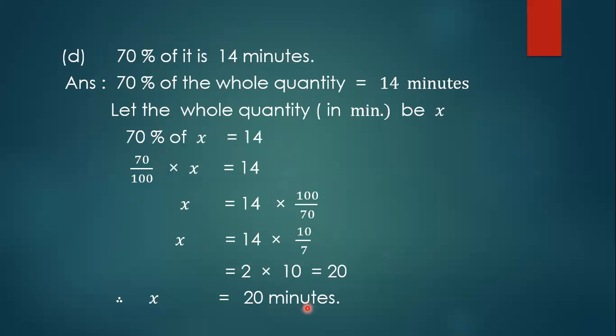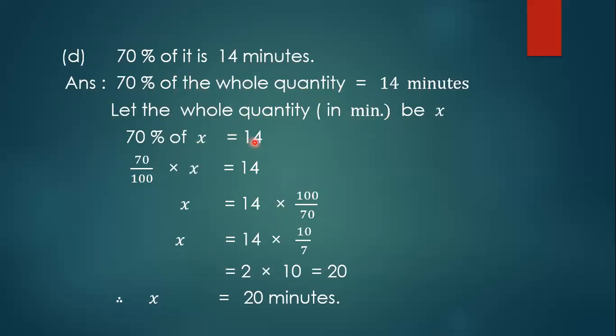Now one more question of the same type. 70% of it is 14 minutes. So 70% of the whole quantity is 14 minutes. The whole quantity we will take as x and the unit we have to mention in the bracket. It is in minutes.